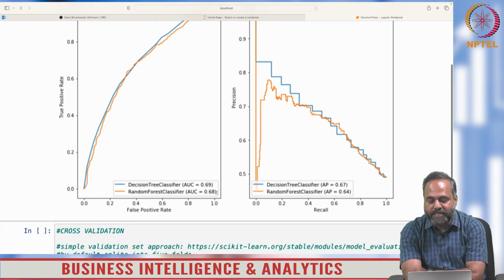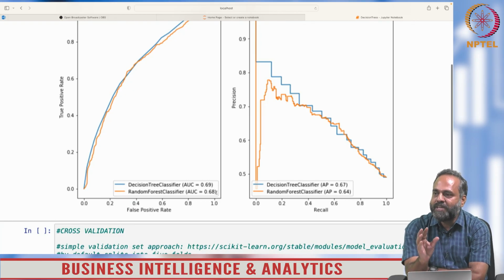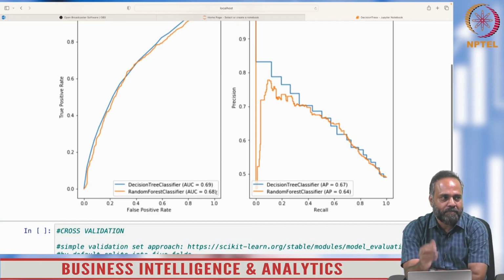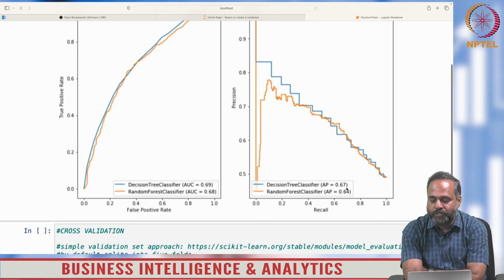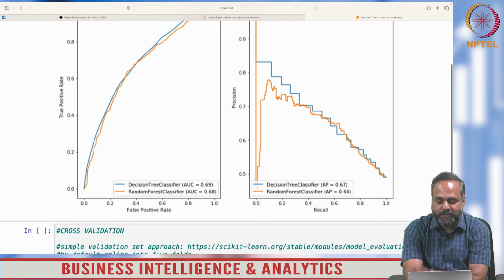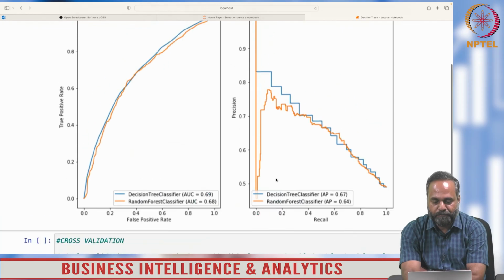And you can see the area under the curve is reported below. AUC is 0.69, 0.68. As we said, it's only a marginal change in the classifier performance. And AP is average precision, which also shows some marginal difference, but not much.